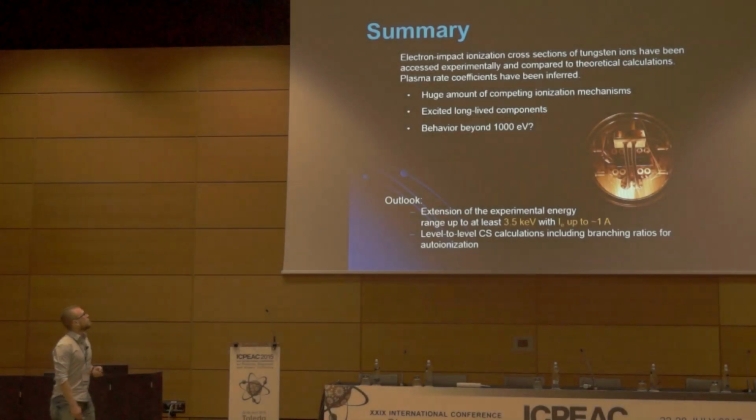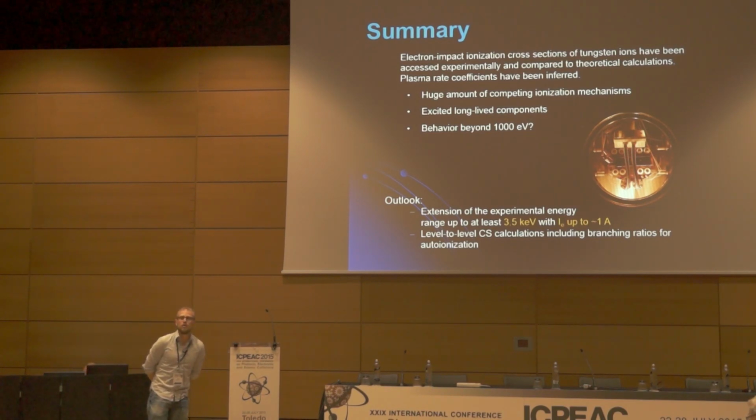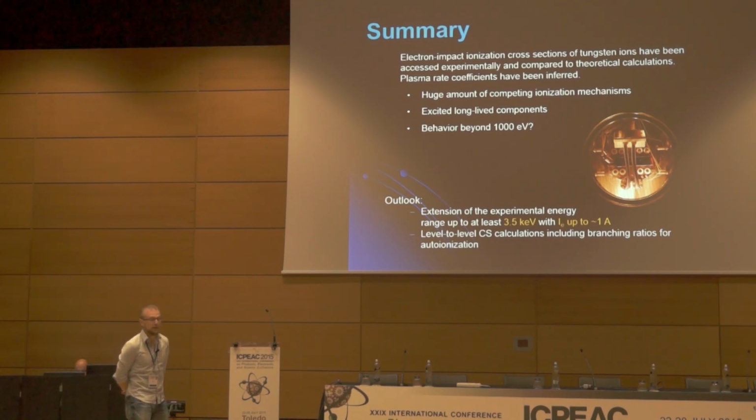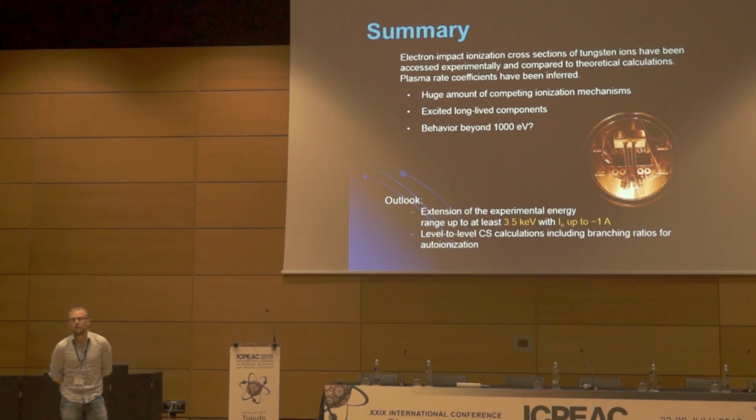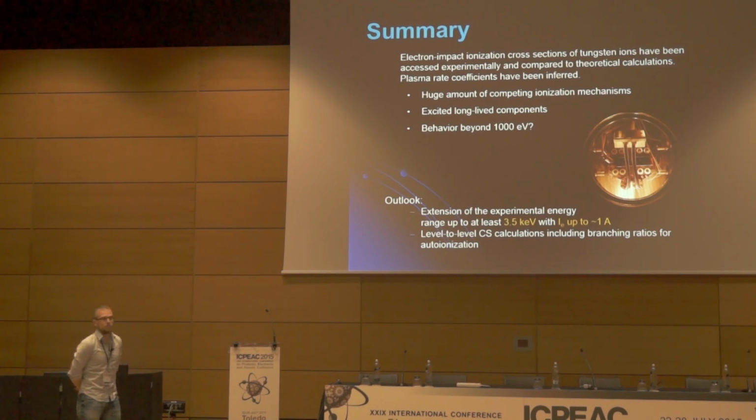So finally, let me come to the summary. There are three important points I would like you to take home. First one is that with tungsten ions, we have to deal with a huge amount of competing ionization mechanisms, which are really hard to take into account in the right way. Secondly, in the experiment, we have to deal with admixtures of long-lived excited states in our ion beam, and they take part in the experiment, and this in no way makes our life easier.